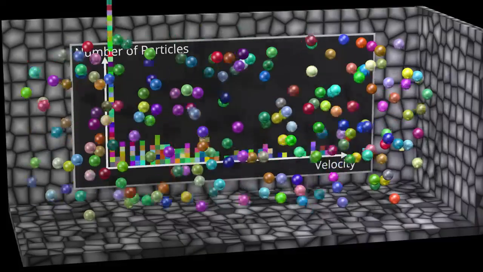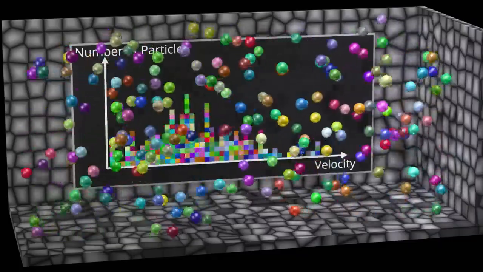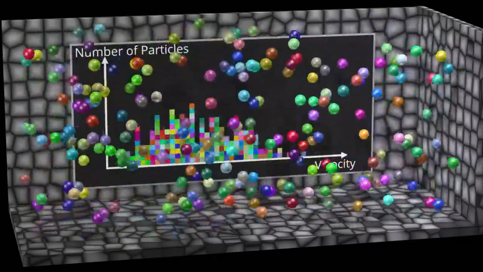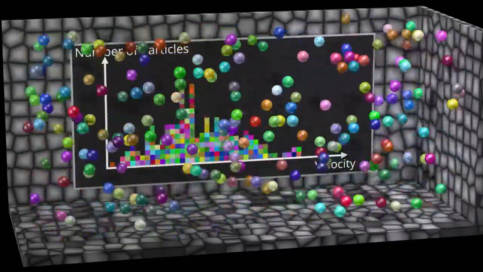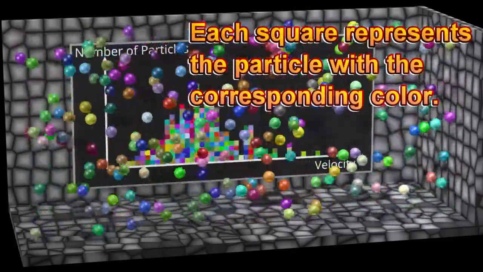Initially, only a few of the particles are moving. The energy quickly spreads throughout all the particles as shown. Each square represents the particle with the corresponding color.